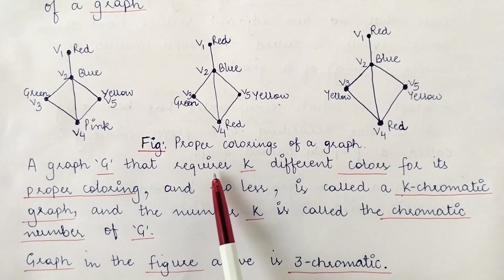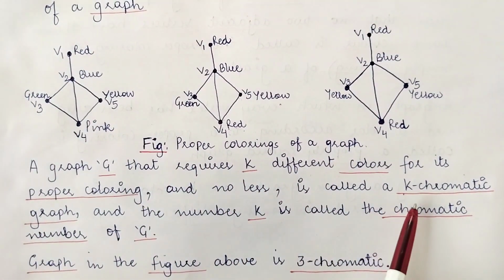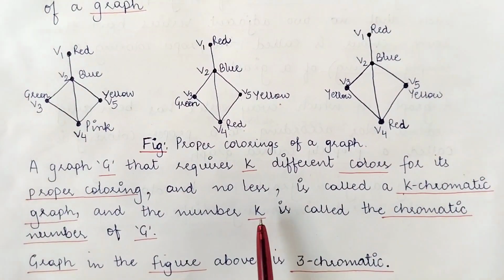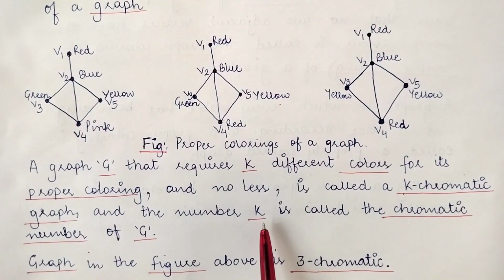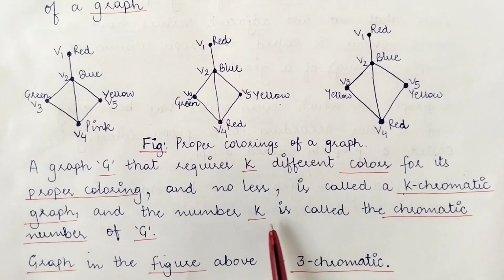So that means if a graph requires k different colors for its proper coloring and no less than that, then it is called a k chromatic graph, right? And this number k, which can be 1, 2, 3, depending upon the number of colors you have used for the proper coloring of the graph, is called the chromatic number of G. Right? So any such graph is called a k chromatic graph, and the minimum number of colors that were required to do the proper coloring of the graph, keeping in mind the condition that no two adjacent vertices have the same color, that k is called the chromatic number, which could be 2, 3, 4, 5, depending upon the graph.